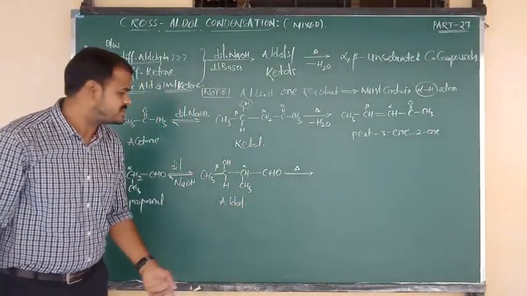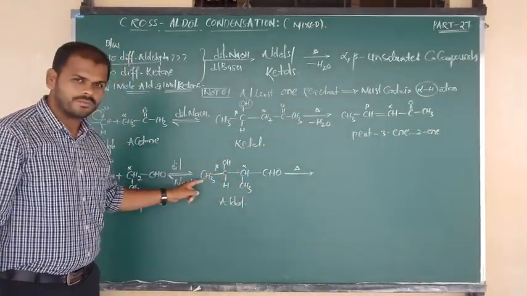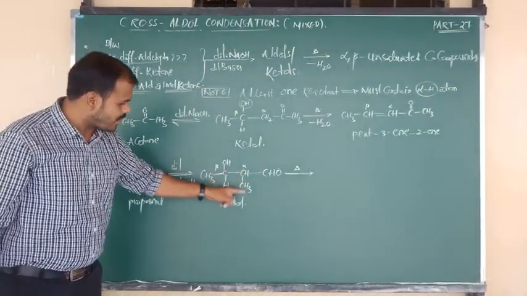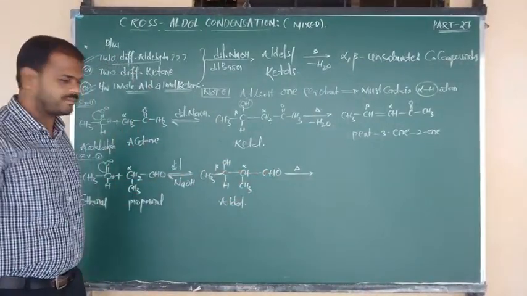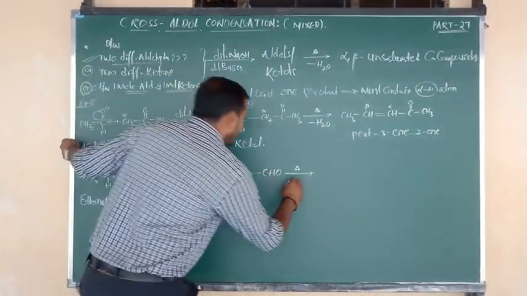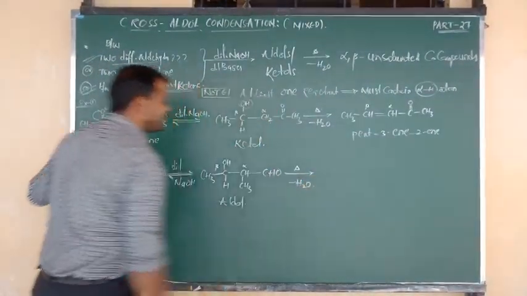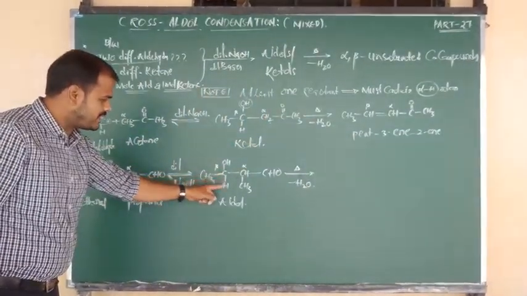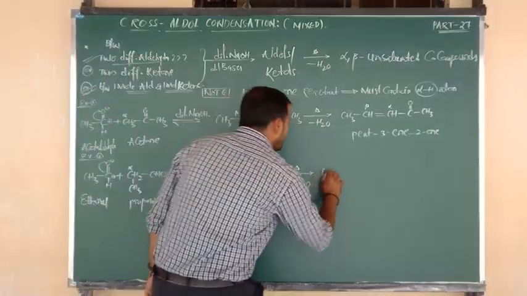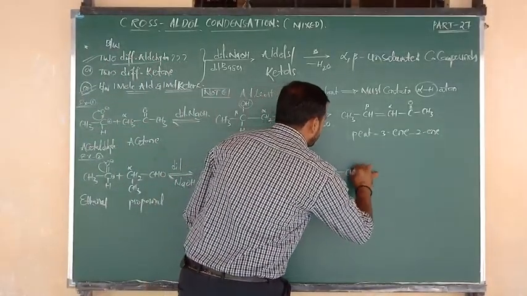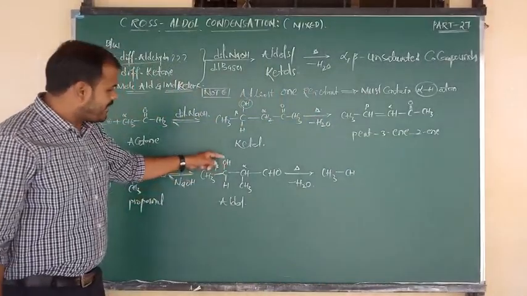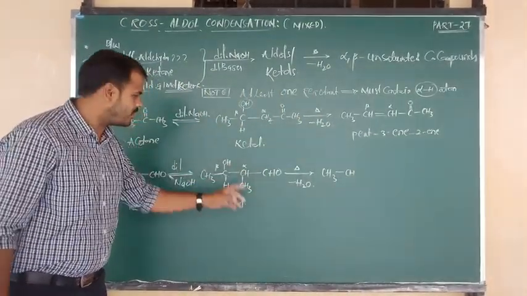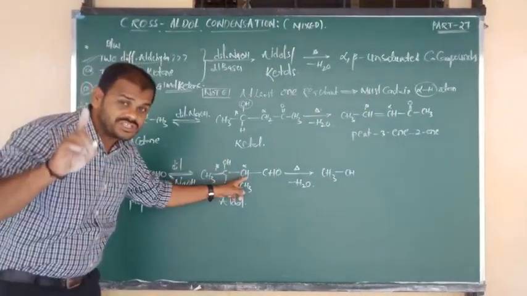We can write the IUPAC name also: 1, 2, 3, 4. So 3-hydroxy-2-methylbutanal, that is our IUPAC name. Next, upon heating, you are going to lose a water molecule. So after the loss of the water molecule, CH3 bonded to C, C contains H. From beta we are removing OH in the form of water, and from alpha we are removing one H.